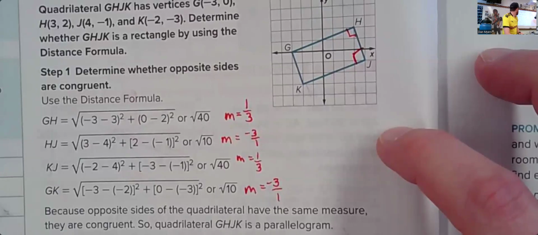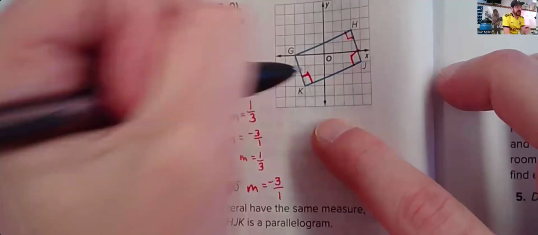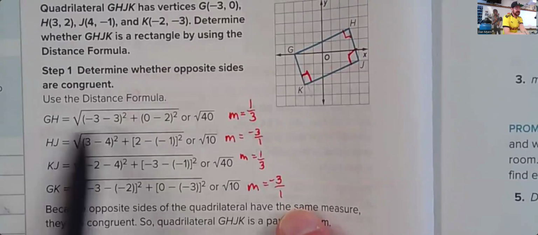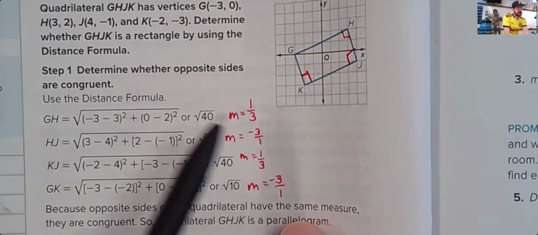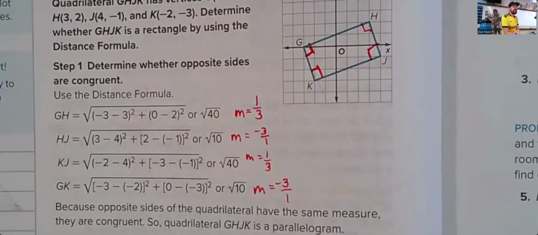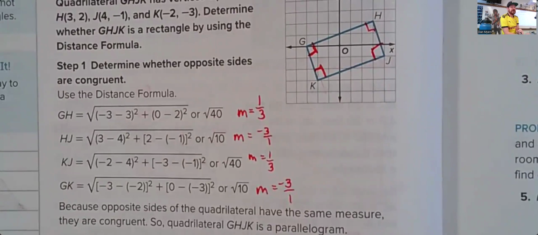Between the bottom, KJ and GK, 1/3, -3 over 1. Right angle, those are perpendicular. GK, the left side, GH, the top, -3 over 1, +1 over 3, those are perpendicular. So we have a parallelogram with 4 right angles, therefore it's a rectangle. That would be the way that I would prove it.